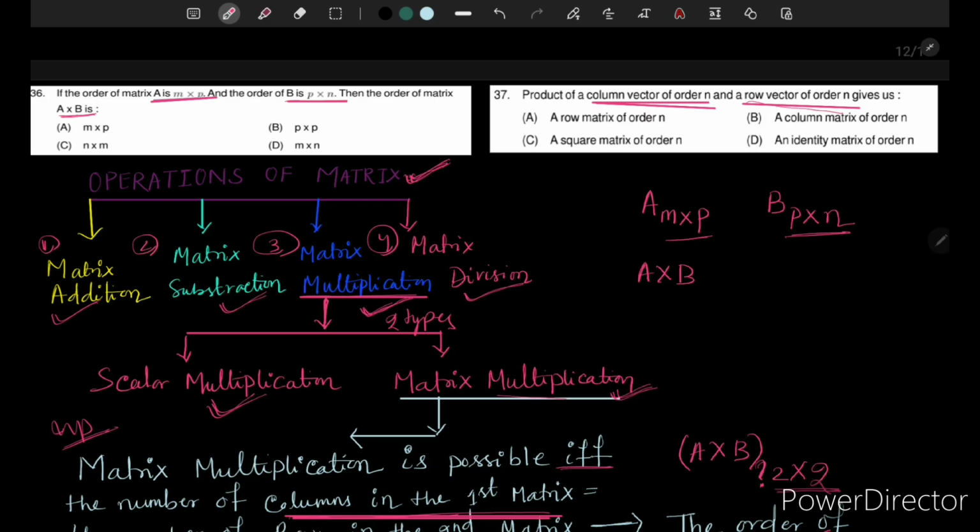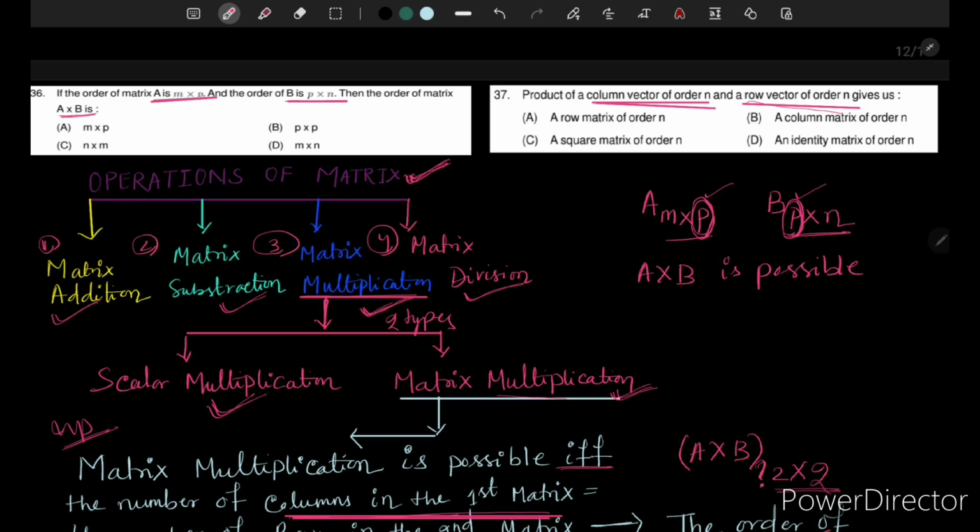Why is it possible? Because I have already told, if the number of columns of the first matrix is equal to the number of rows of the second matrix, then we can say the matrix multiplication is possible. Okay, so here you all can see that the column of the first matrix is P and the row of the second matrix is P. So these are equal, that means the multiplication of matrix A and B is possible.